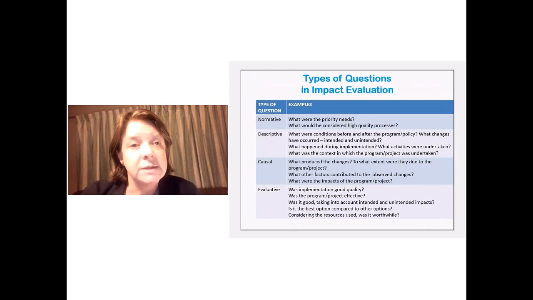So UNICEF has a very clear, explicit equity focus. Well, that's a normative value about the way things should be.